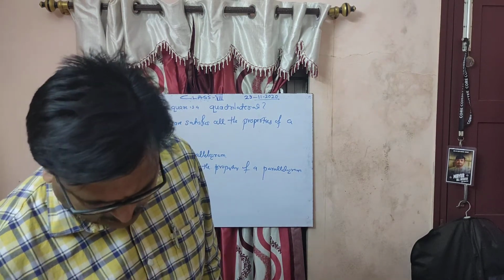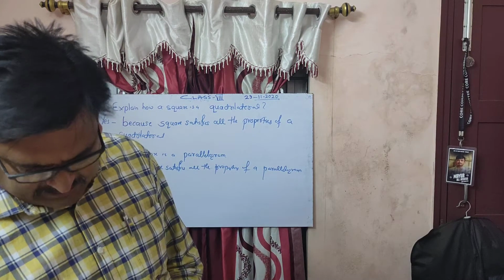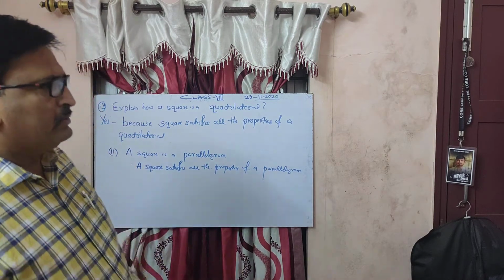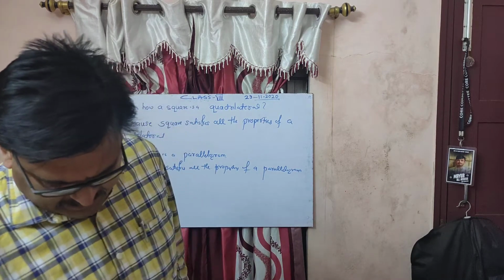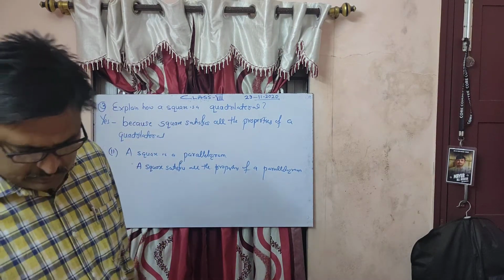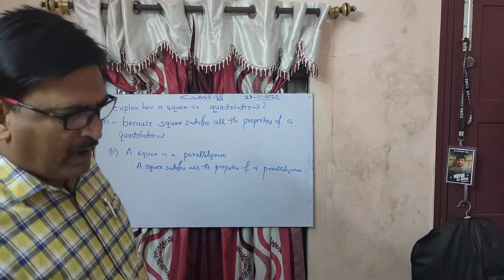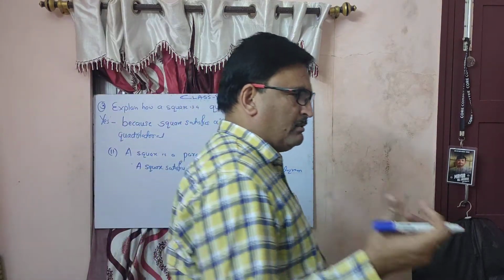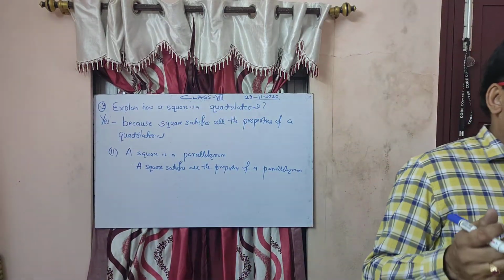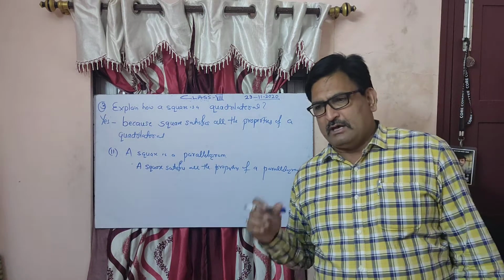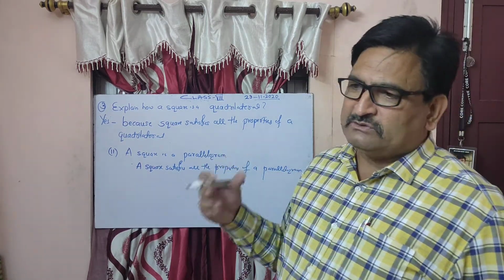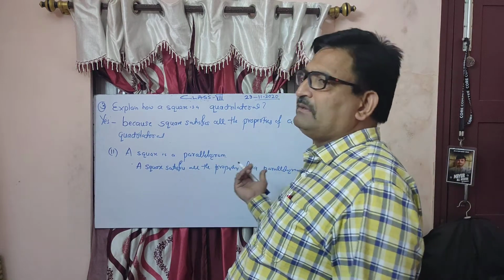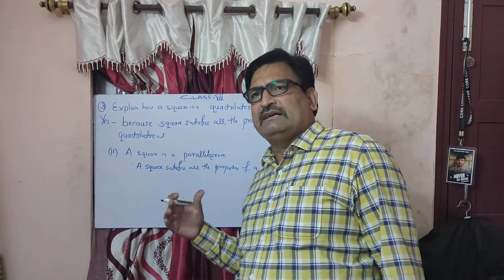Third one, a rhombus and a rectangle. I am giving you the homework for these two. You have to write why a square is a rhombus. You must know both the properties of a rhombus and a square. A square is having all the sides equal.